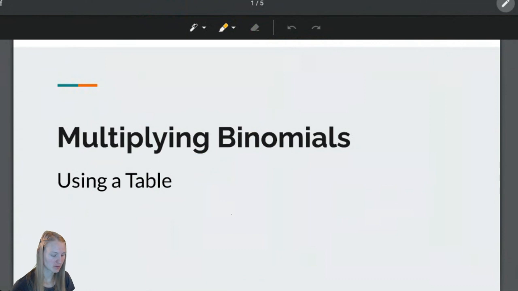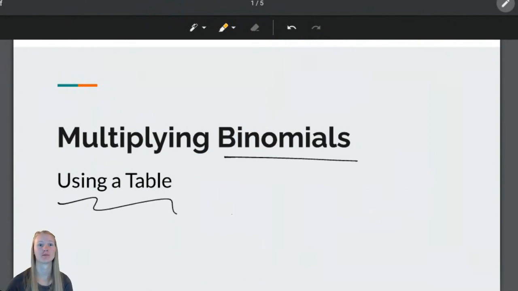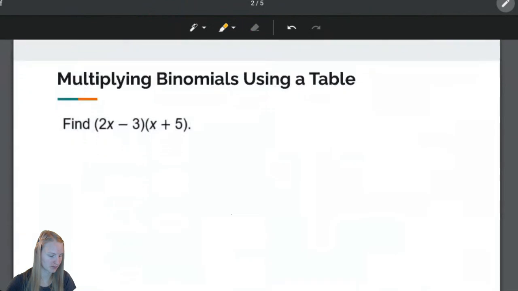We talked about how to multiply binomials using the FOIL method. We also, in another video, talked about how to do it with the distributive property, but now I'm going to show you how to do it using a table. So maybe you did not like FOIL, maybe you did not like the distributive property. That's okay. There is yet another way, and it is using a table. So let's jump right into our first example.